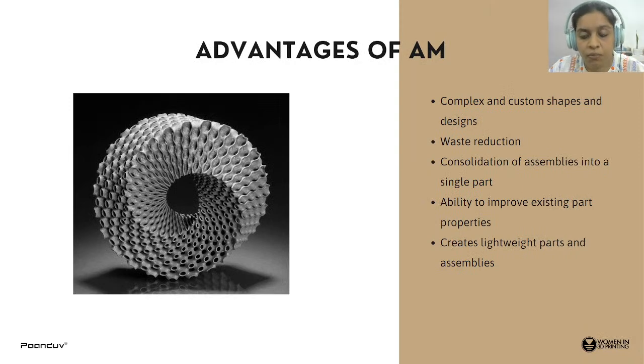What are the advantages of additive manufacturing? The complex part you see here is itself a complex design. Additive manufacturing can easily fabricate this kind of part because it has the capability to prepare complex and custom shape designs. It reduces waste in comparison to subtractive manufacturing. It can consolidate assemblies into a single part. It can improve existing part properties, and it creates lightweight materials, parts and assemblies.